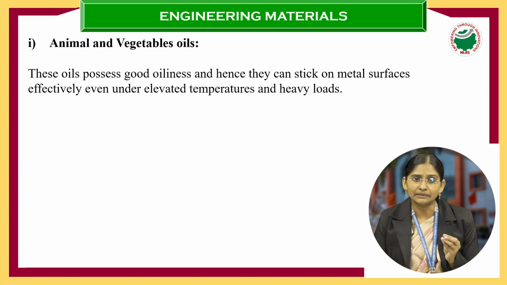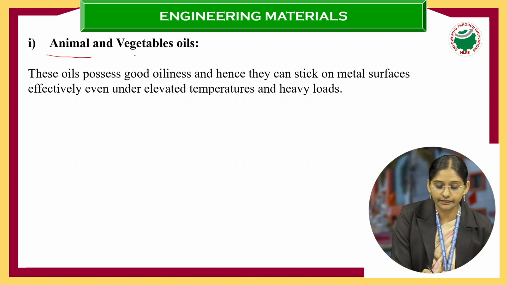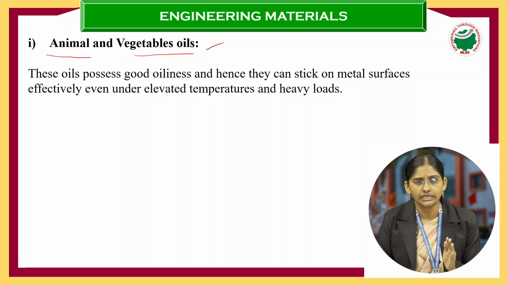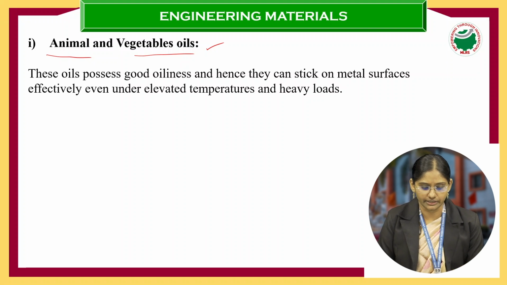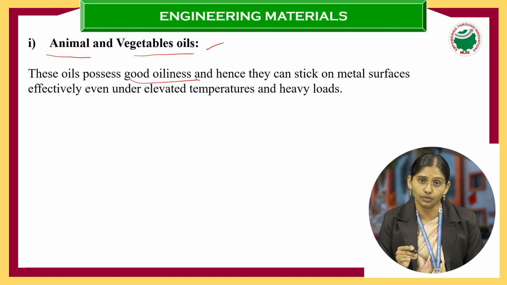What is meant by animal and vegetable oil? These types of oils are mainly extracted from animals and vegetables, in the sense of plants. So from the plants these are extracted. Both these animal and vegetable oils possess good oiliness.